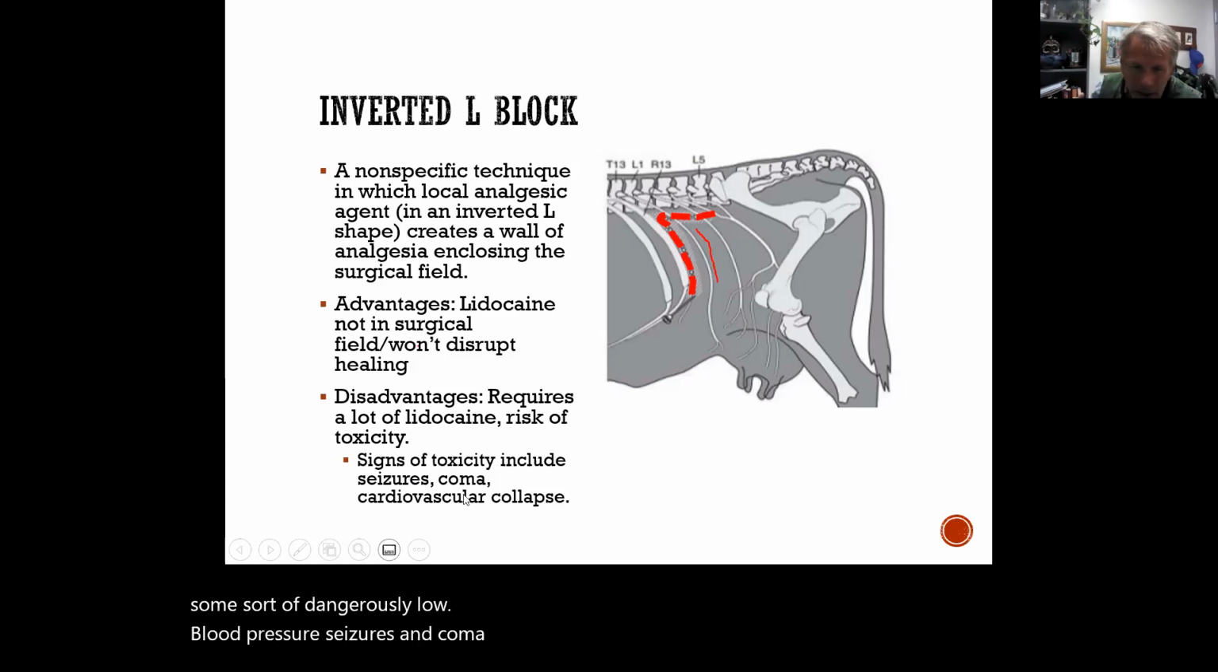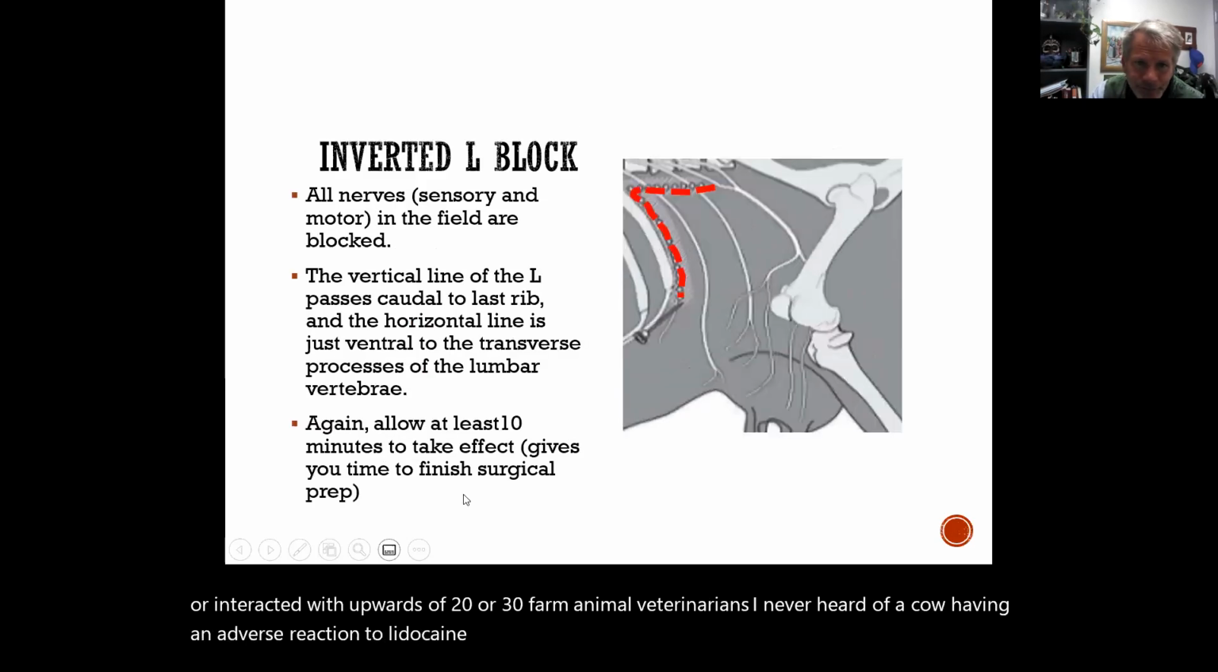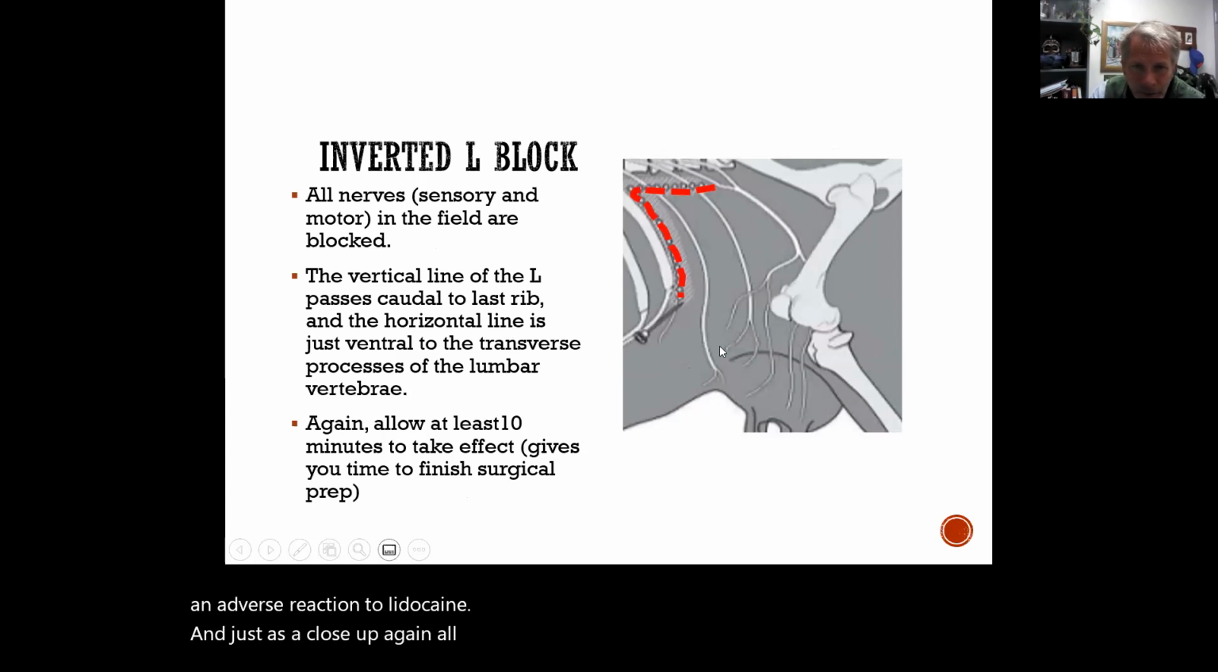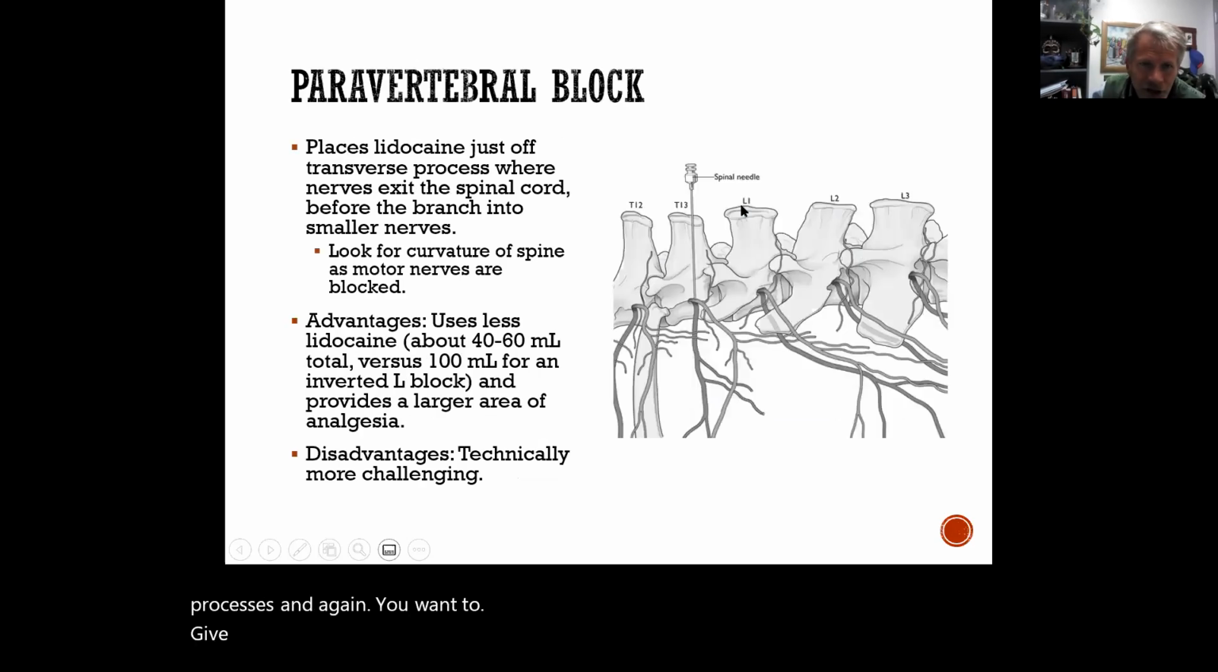In all my years, I either worked with or interacted with upwards of 20 or 30 farm animal veterinarians. I never heard of a cow having an adverse reaction to lidocaine. And just as a close-up, again, all the motor nerves will be blocked, and you place it just caudal to the last rib is where you would begin, and then ventral to these transverse processes. And again, you'd want to give the lidocaine 10 minutes to take effect.